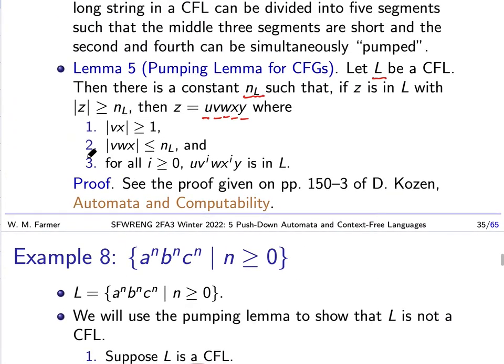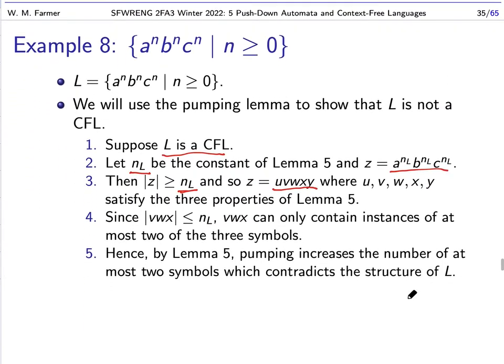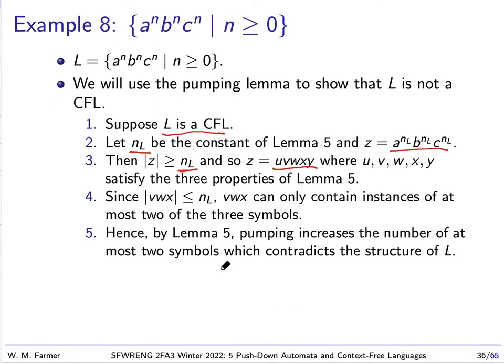These three properties up here are from our lemma. In particular, the second property says that the middle part is going to be less than or equal to length n. Now this is crucial. This middle part is less than or equal to length n, and we know that the whole string is of length 3 to the n.